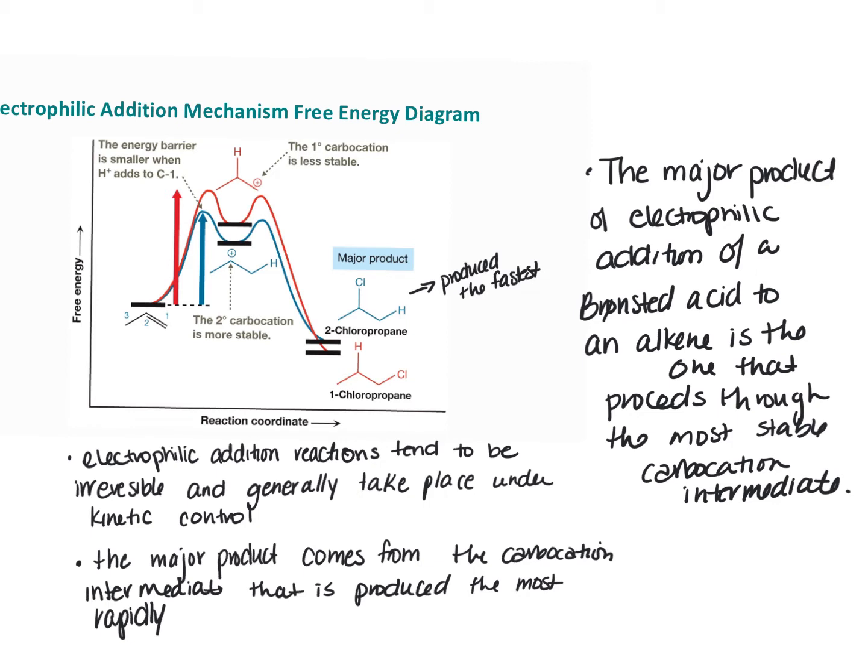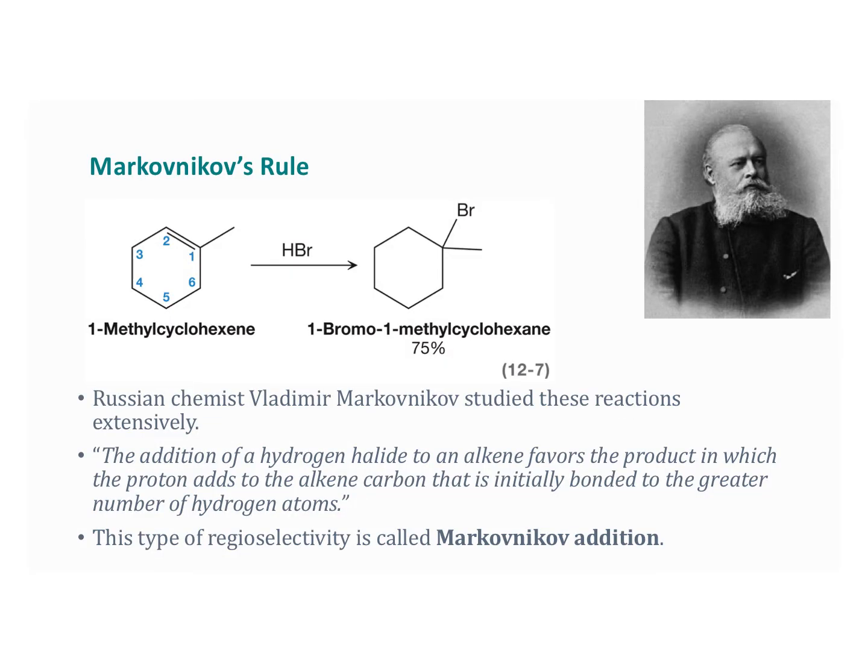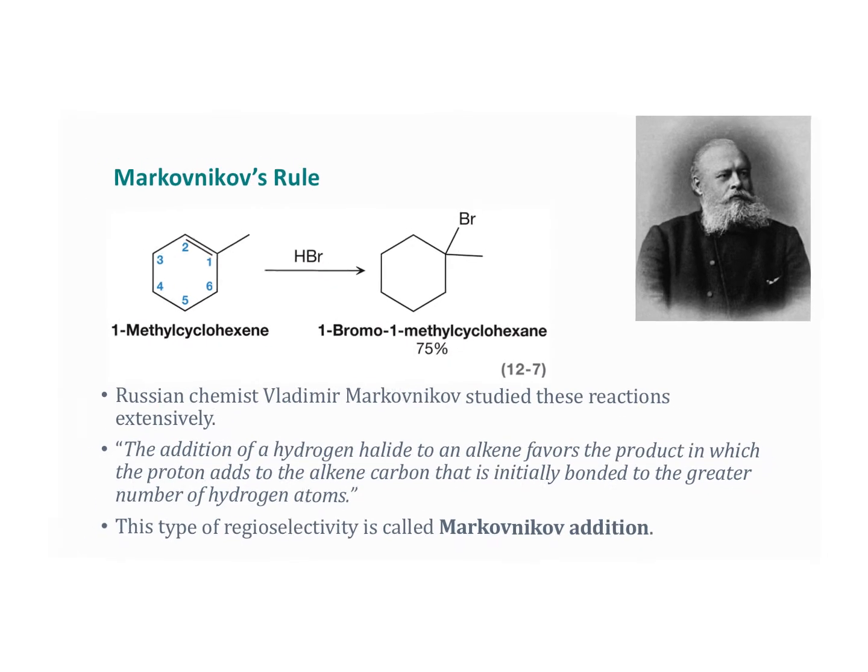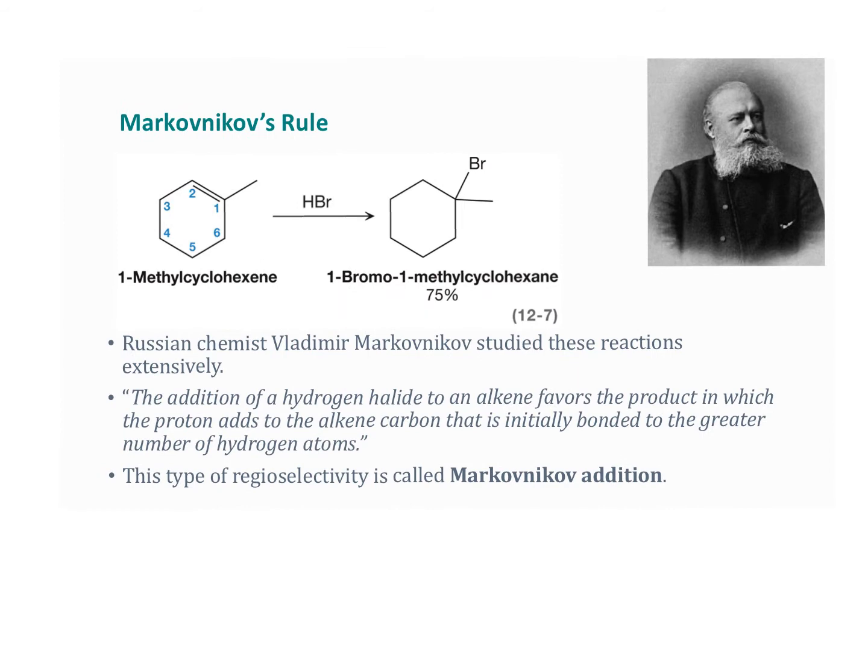Now, if we continue to look at this a little bit, there's some pretty easy ways to predict it. When we look at this reaction here, what's going on is HBr is added to 1-methylcyclohexene, and we end up with a major product that's 1-bromo-1-methylcyclohexane. That's a 75% yield there.